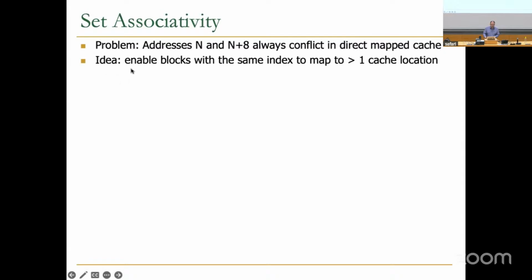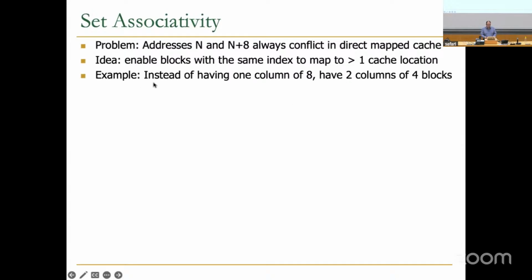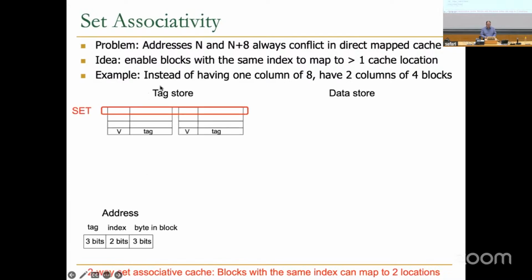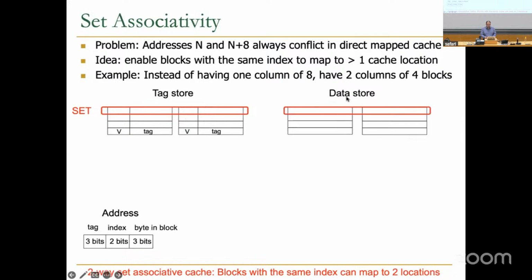Basically, the idea is that we enable blocks with the same index to map to more than one cache location. So the example is that instead of having 1 column of 8, we can have 2 columns of 4 blocks, which we call a two-way set-associative cache, as you're going to see. So this is now our tag store. We make 2 columns, each of them has 4 entries, and you need to do the same for the data store.